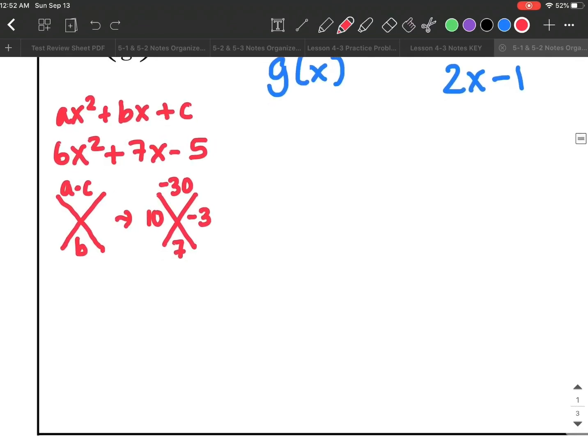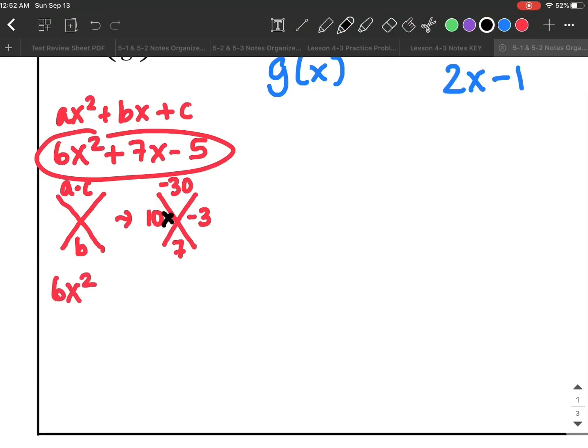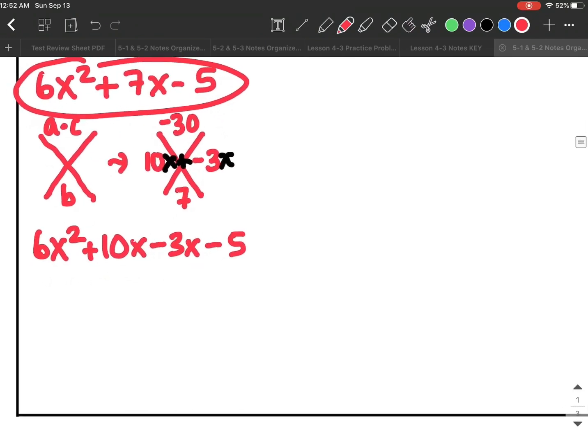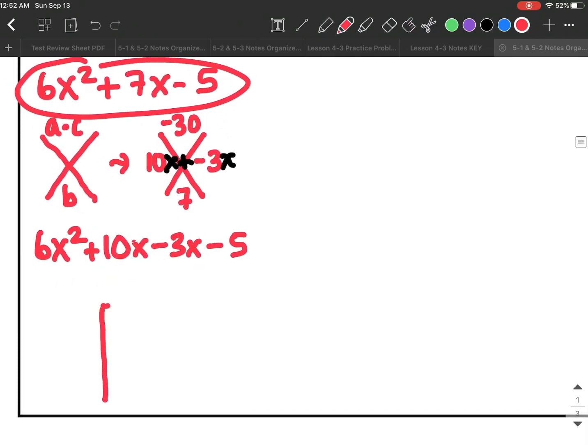So what this is going to break down into is 6x squared, and we're going to write 10x plus negative 3x instead of 7x. So it's going to be plus 10x minus 3x minus 5. Wait, that's not what I meant to write. And then from there, I'm going to do the area square. I know this is a lot. We're going to go over this again later.